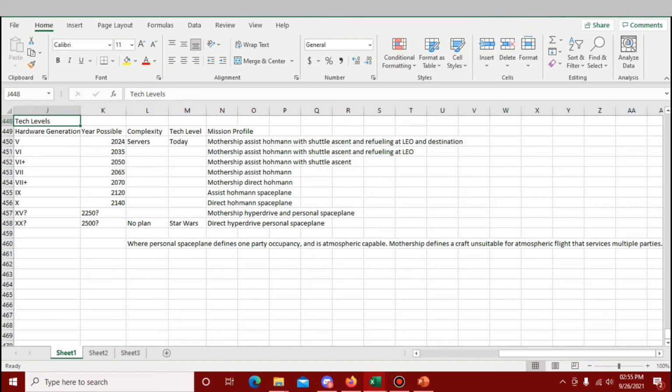On the other hand, we could use what might be Generation 20 in the year 2500, where there's no plan. You just ask the AI, I want to go to Mustafar, using a technology level of Star Wars, direct hyperdrive personal space plane. Basically what the Royal Shuttle was on Naboo that Queen Amidala uses to go back and forth between Coruscant and Naboo. That would be something. It might not even be 2500. We might be talking millions of years. It's almost unknowable what kind of technology we would need. It might not even be possible to use a direct hyperdrive in something like a personal space plane.